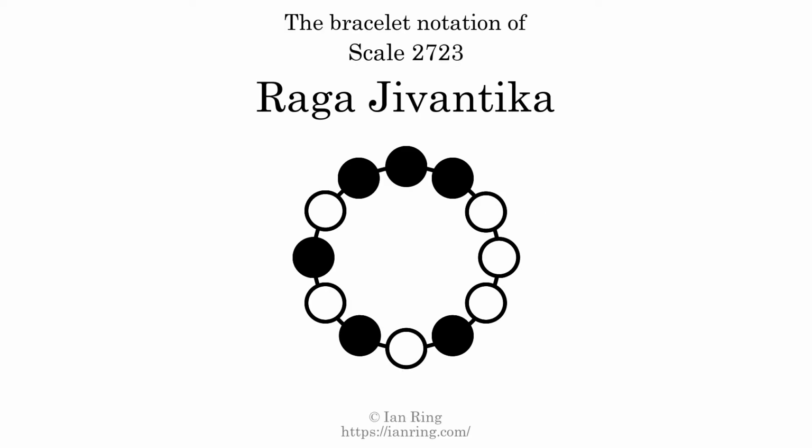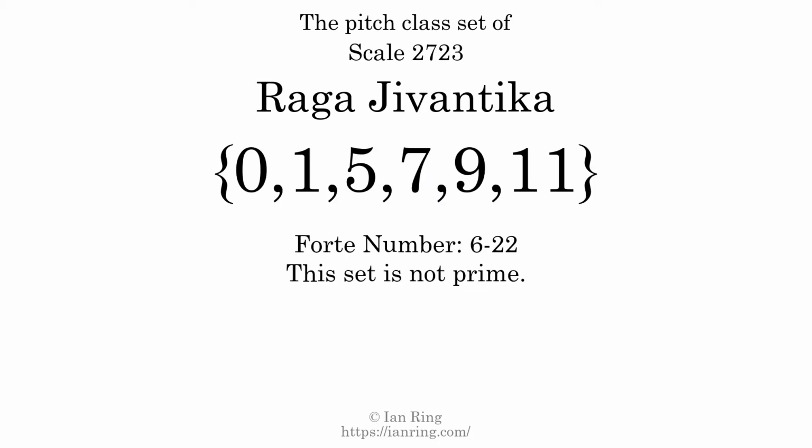This is a bracelet notation diagram of scale 2723. The shaded circles represent tones that appear in the scale, and they are read clockwise, starting at the top. The pitch class set for this scale is 0, 1, 5, 7, 9, 11. The fault class is 622. This set is not prime.